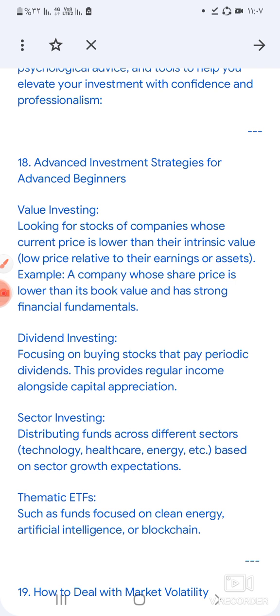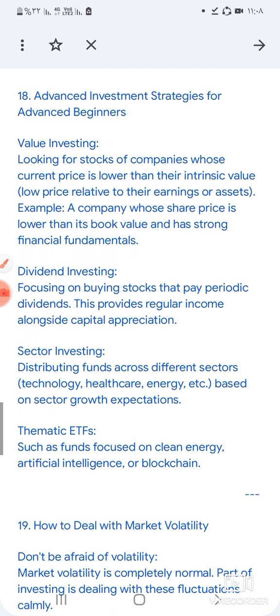Sector investing. Distributing funds across different sectors, technology, healthcare, energy, etc., based on sector growth expectations. Thematic ETFs, such as funds focused on clean energy, artificial intelligence, or blockchain.